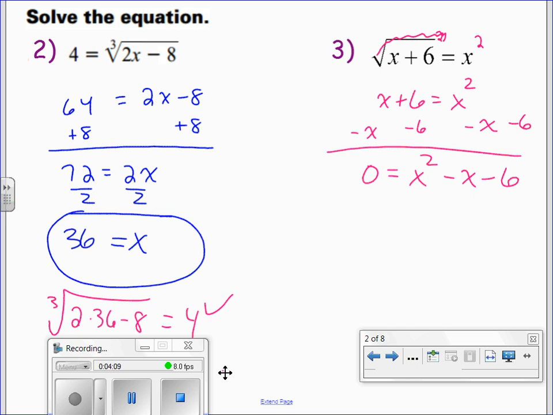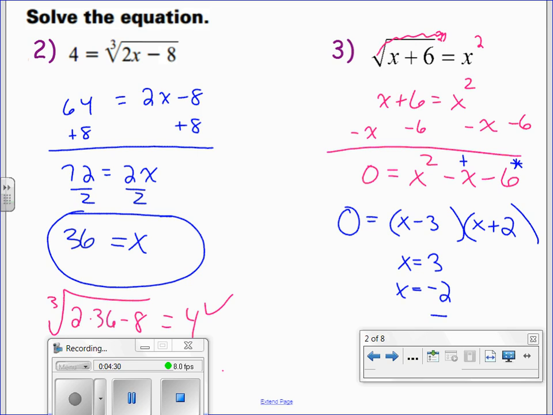All right, this is classic old-fashioned factoring technique. What numbers multiply to negative 6 that add up to negative 1? I'll give you a second to think about what you think those numbers are going to be. It's going to be a negative 3 and a positive 2. And that makes the solutions to this problem a positive 3 and a negative 2.